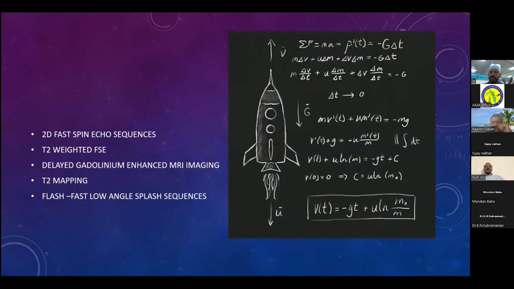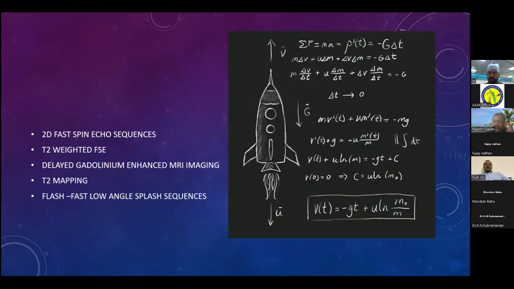So if I tell all these things, that is 2D fast spin echo sequences, these are used for cartilage diagnosis: T2 weighted fast spin echo sequences, delayed gadolinium enhanced MRI imaging, T2 mapping, and FLASH, that is fast low angle shot sequences. So this is all maybe rocket science. Maybe it is too much. I tried to read it, but it went over my head. So I don't think all these things will help you in diagnosing a cartilage lesion in MRI.